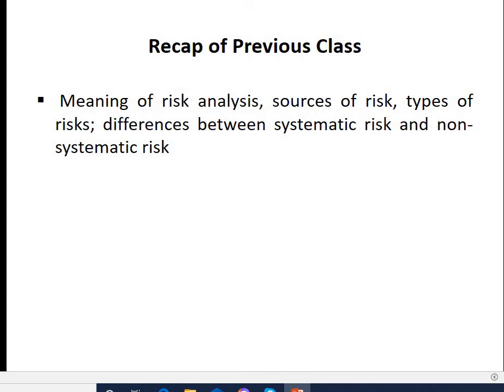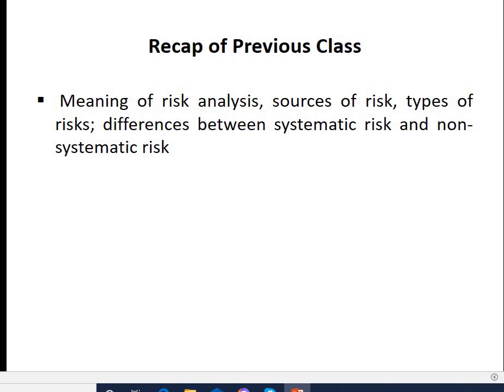And the types of risk are systematic risk and unsystematic risk, and I also dealt with their differences. Systematic risk is a risk which affects the entire system as a whole, whereas unsystematic risk is a risk which is particular to the company.